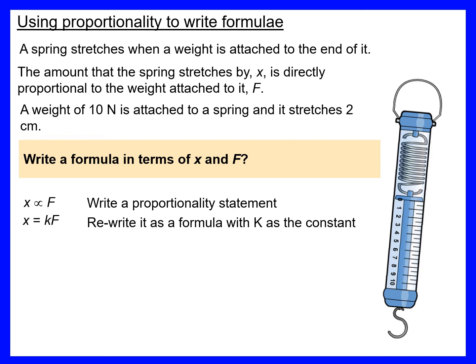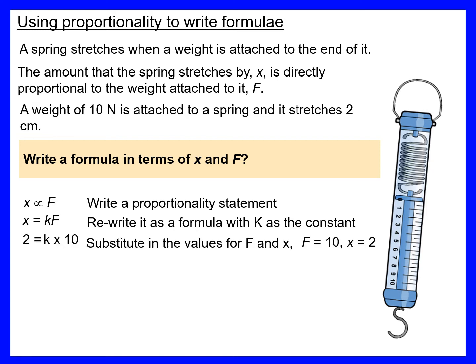Once we've got that, we're going to substitute in the two values of x and f that we were told in the question. So we were told that f was 10 and x is 2. So we make sure we substitute them into the right places. So again, over here then, this is our x value here. So we've put the 2 in place of x. And our f value was 10. So kf means k times f. So I put back in the multiplication symbol there as well.